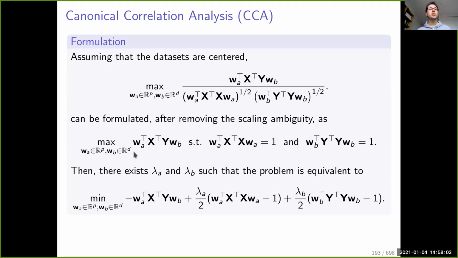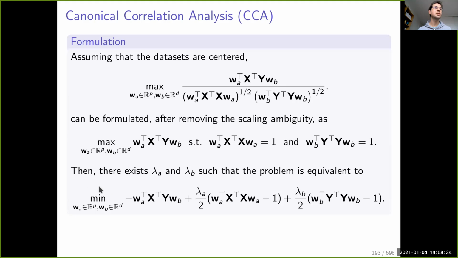Why do we do that? Simply because it will help simplify the problem. It turns out that when we have an optimization problem like this one with constraints, we know that there exist Lagrange multipliers lambda A and lambda B, such that the penalized problem in fact provides the same solution as the constrained problem. Of course, you don't know in advance what lambda A and lambda B are, but you know that they exist.